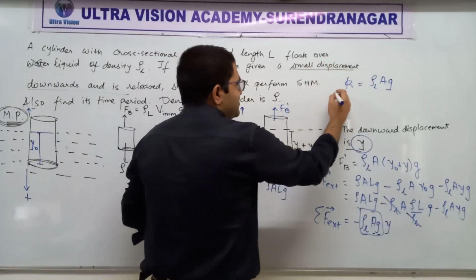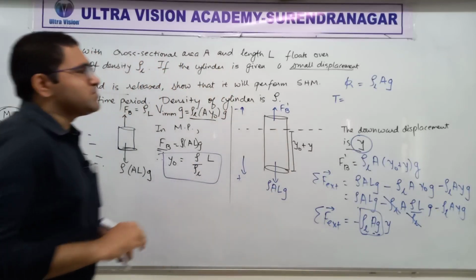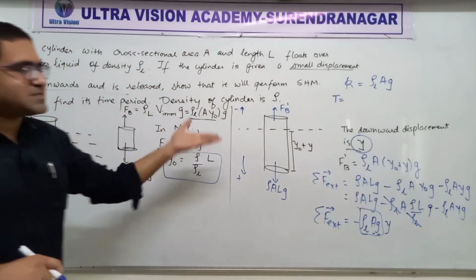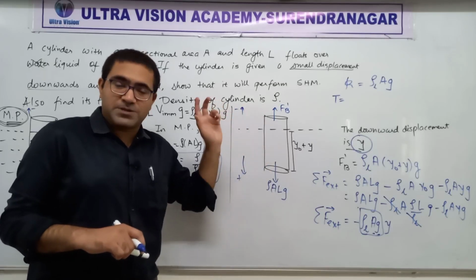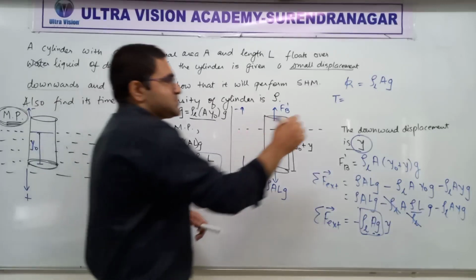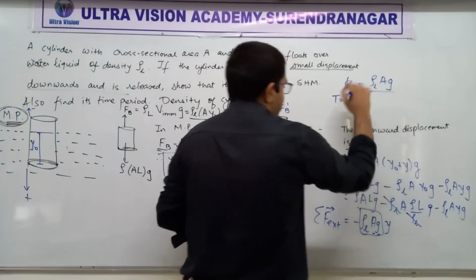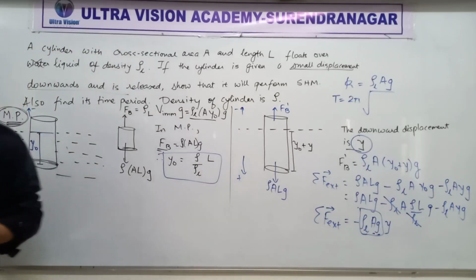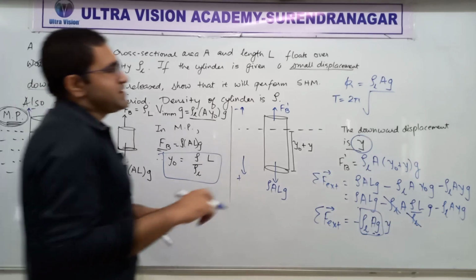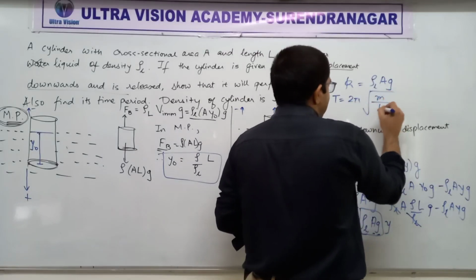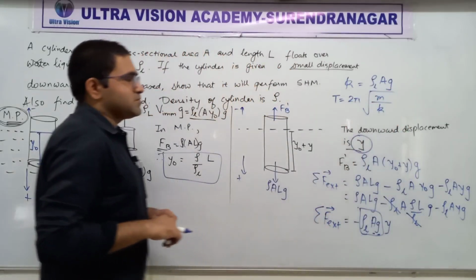Now if K is this, how much will be the time period? What is the formula of time period of oscillations? Think, is this linear simple harmonic motion, that is translation, or rotation? Which kind of simple harmonic motion is it? Based on that, you have to write your formula here. Come on. What should be the formula? Yes, it will be T equal to 2 pi under root m by k, because this is translation, not rotation.